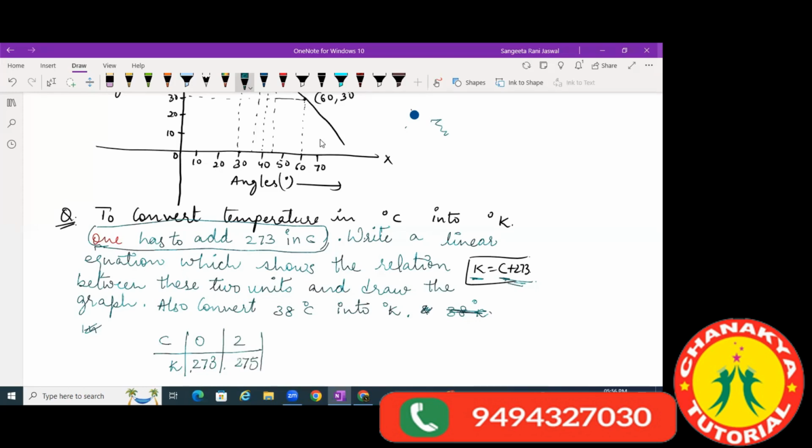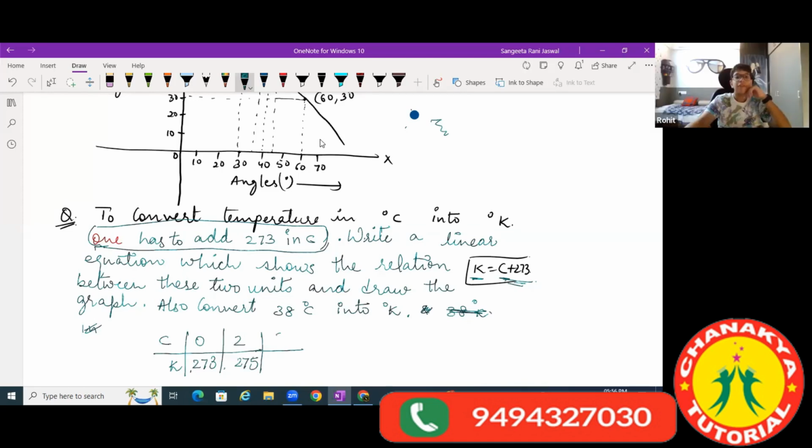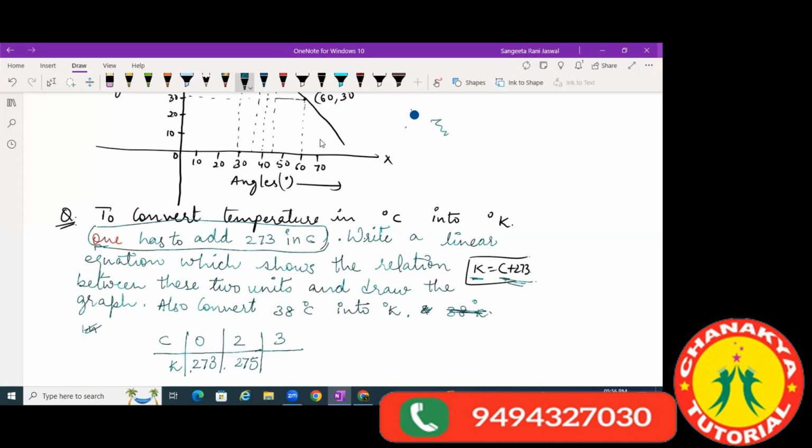Right, children? Suppose you have Celsius 4, so your Kelvin will be 276. Let's take some bigger number, like 4 or 5, because 275 and 276 will be very close together. So 273 plus 5 is 278.